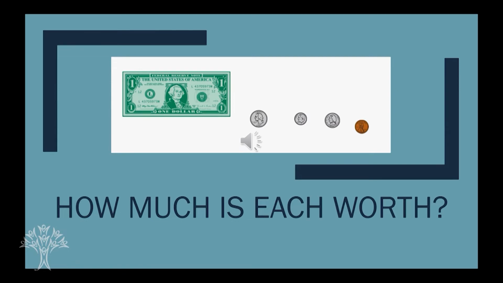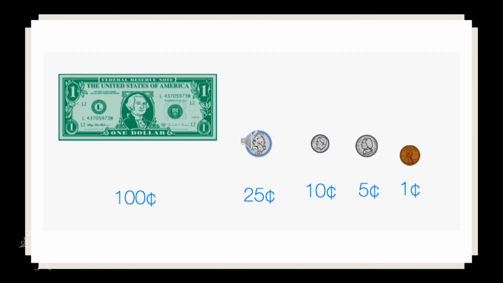Let's get warmed up. How much is each worth? How many cents is a dollar worth? How about a quarter? A dime? A nickel? And a penny? Is this what you came up with? A dollar is worth 100 cents, a quarter 25 cents, a dime 10 cents, a nickel 5 cents, and a penny is 1 cent.